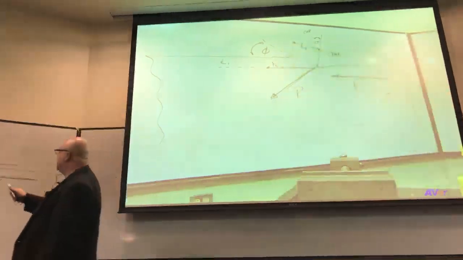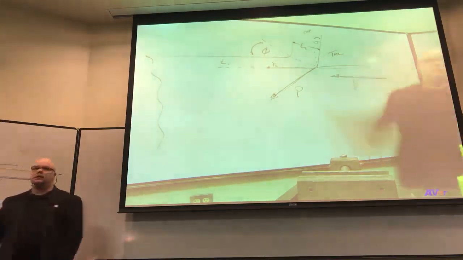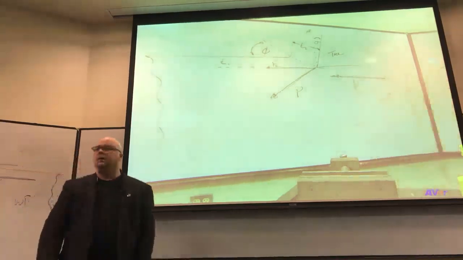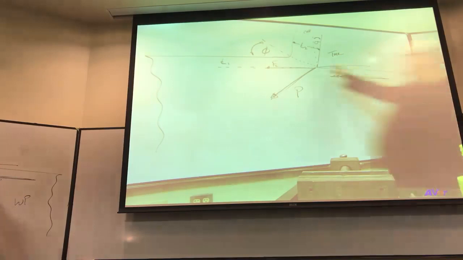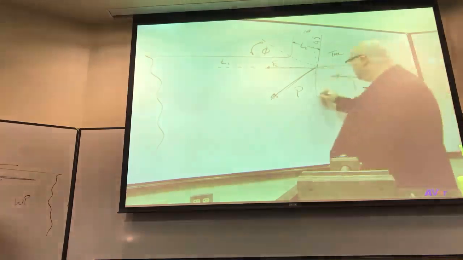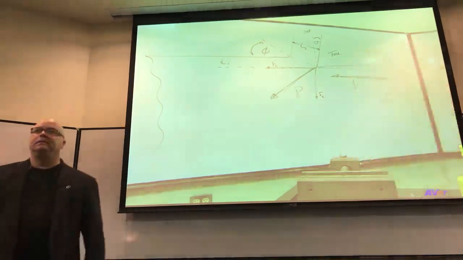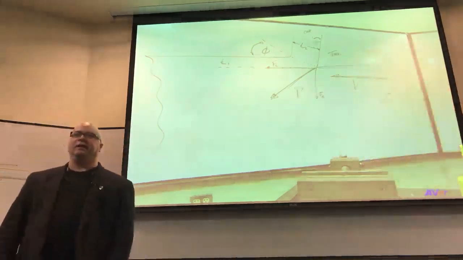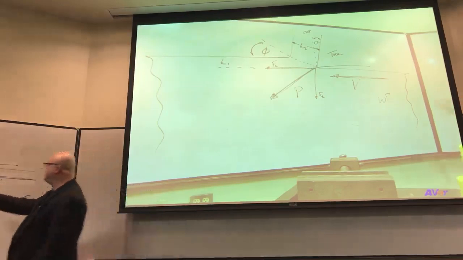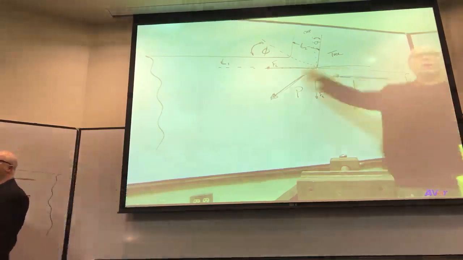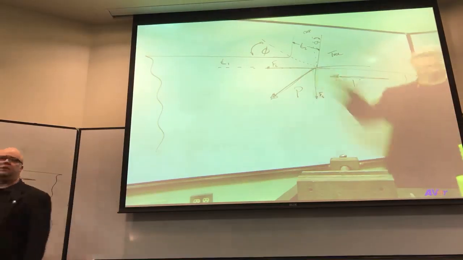Now, does FC equal P? No. But FC plus FT equals P, as long as I drew the things the right length. Right? And so FC and FT are orthogonal to each other. Right?